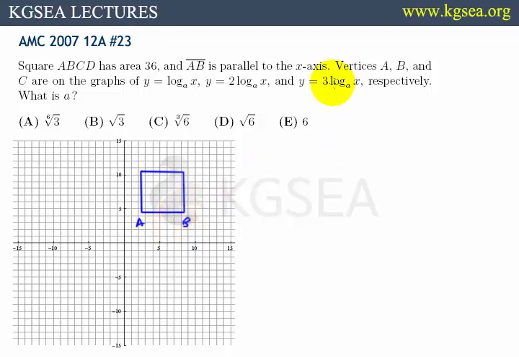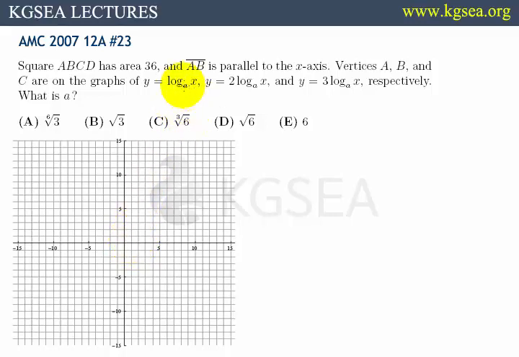Okay. Vertices A, B, and C are on the graphs of y equals log x base a, y equals 2 log x base a, and y equals 3 log x base a. Whoa. What is this? Do you know what the log graphs look like? If you don't, you cannot do this problem. So I would like to show you what the log graph looks like. You should know this, right?